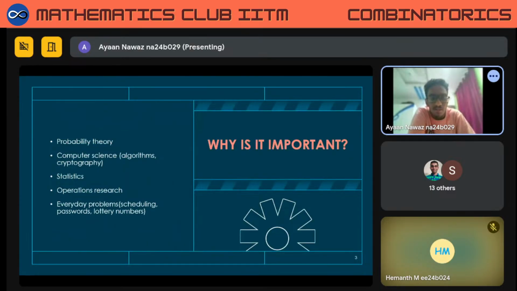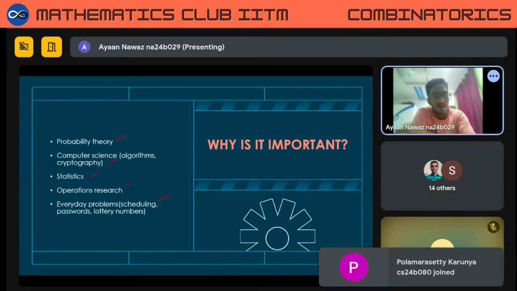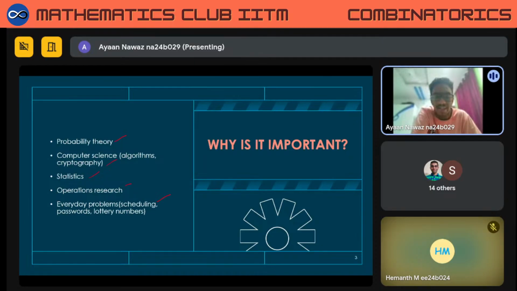So why is it important? Combinatorics is used in probability theory. It's used in computer science, statistics, operations research, and everyday problems. In probability theory, we use it to find the probability of anything happening. Basically, we have a lot of elements in the sample space. To select out of those many elements, we can't just use basic arithmetic. So you need to use combinatorics to do that.